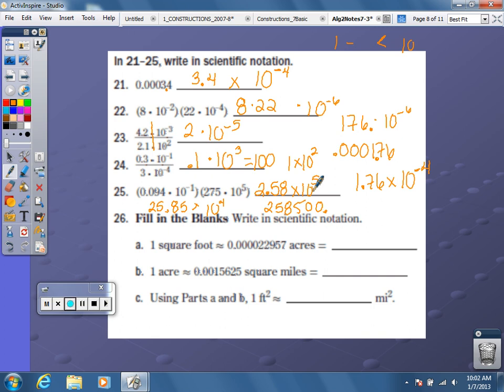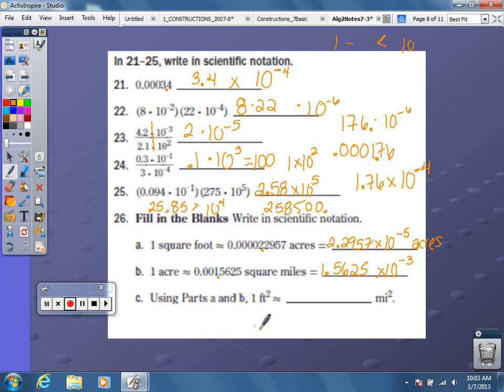Okay, they want us to write this in scientific notation. I need to make this number between 1 and less than 10, so the decimal will be right here. 2.2957. It's a little number, so I'm going to have a negative exponent. How many spots do we move it? 1, 2, 3, 4, 5, and that is acres. Okay? Where do I need my decimal? Right here. 1.5625. It's a little number again, times 10 to the negative 3.